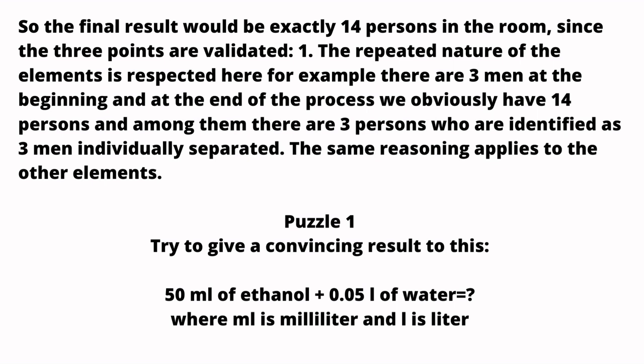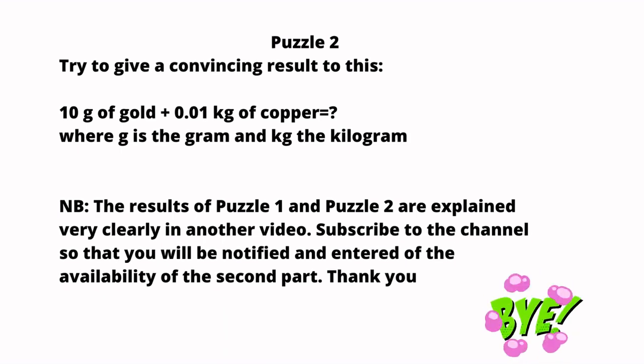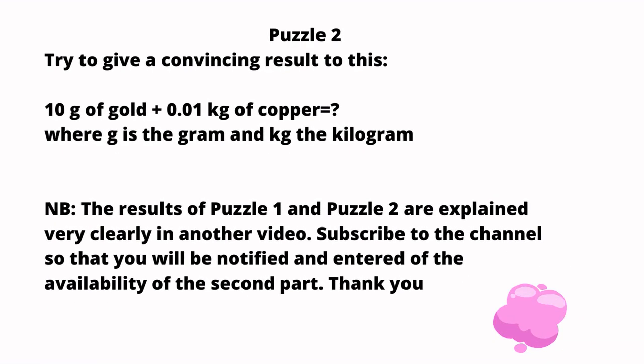Puzzle 1. Try to give a convincing result to this. 50 ml of ethanol plus 0.05 liters of water equals, where ml is milliliter and L is liter. Puzzle 2. Try to give a convincing result to this. 10 grams of gold plus 0.01 kilograms of copper equals, where g is the gram and kg the kilogram. NB. The results of Puzzle 1 and Puzzle 2 are explained very clearly in another video.